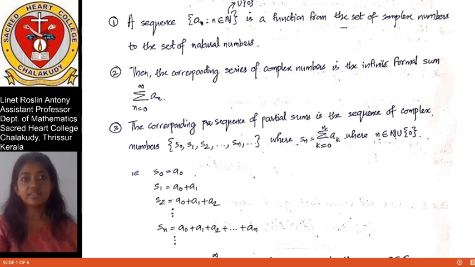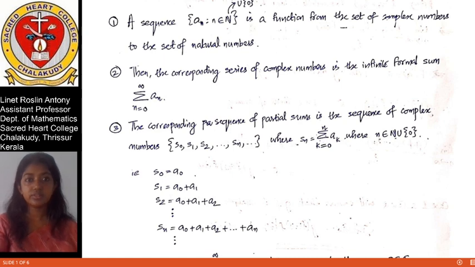A sequence in complex numbers is a set a_n where n belongs to the set of natural numbers union {0}. So it is actually a function from the set of natural numbers into the set of complex numbers. Then the corresponding series of complex numbers is the infinite formal sum, summation n equal to 0 to infinity a_n. That means a0 plus a1 plus a2 plus a3 plus etc.